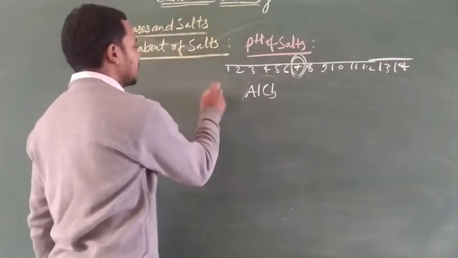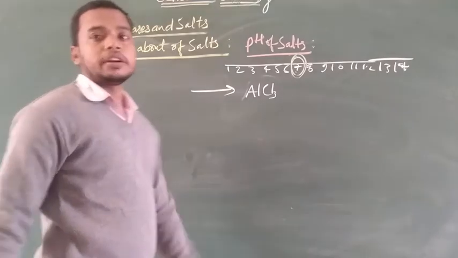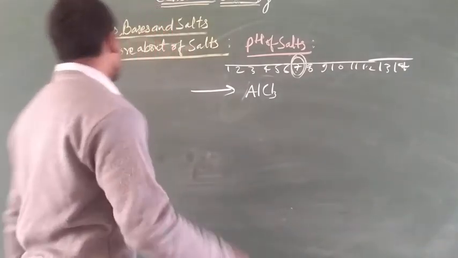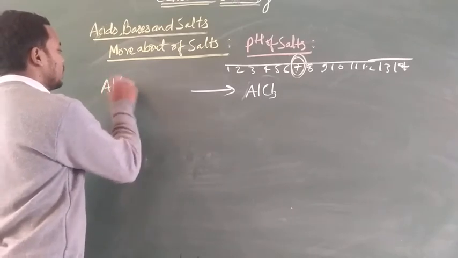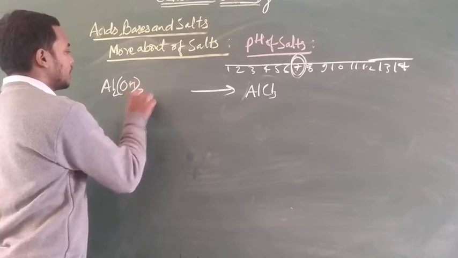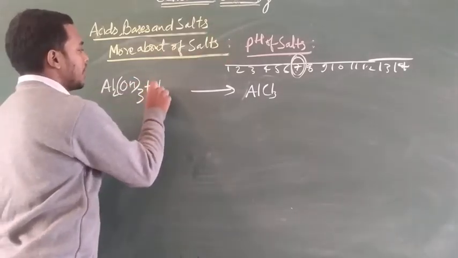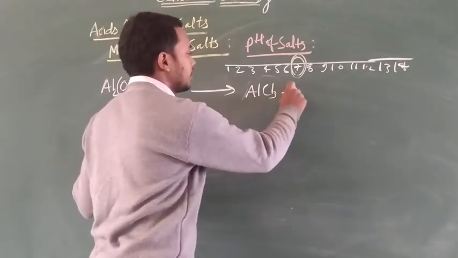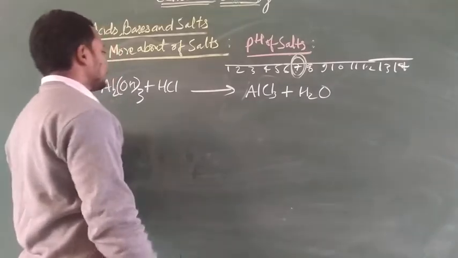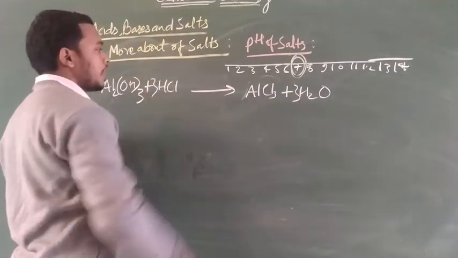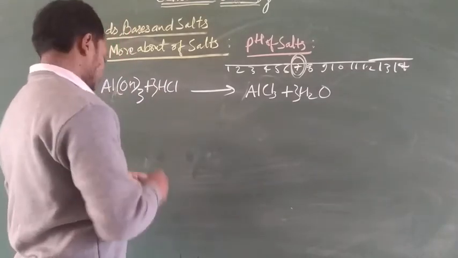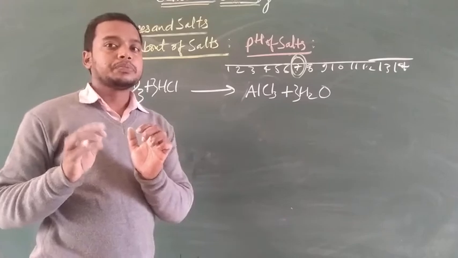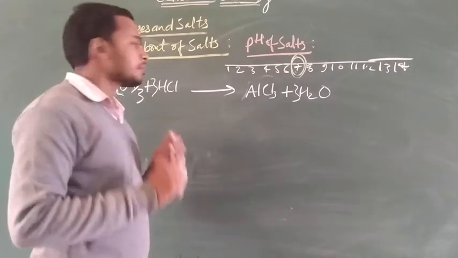Aluminum chloride is definitely a salt, formed by the combination of base and acid. So, Al(OH)3 and HCl will give AlCl3 and 3H2O, plus 3HCl. I am writing this chemical equation in a balanced manner.